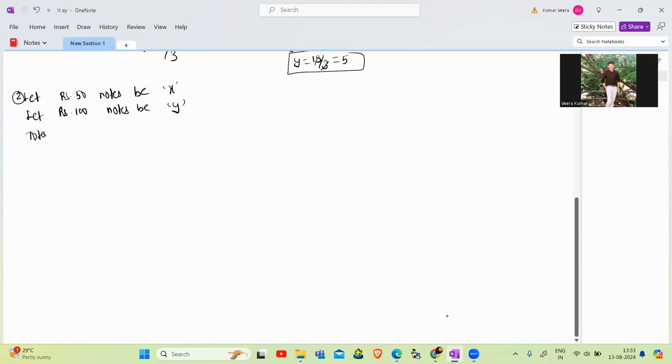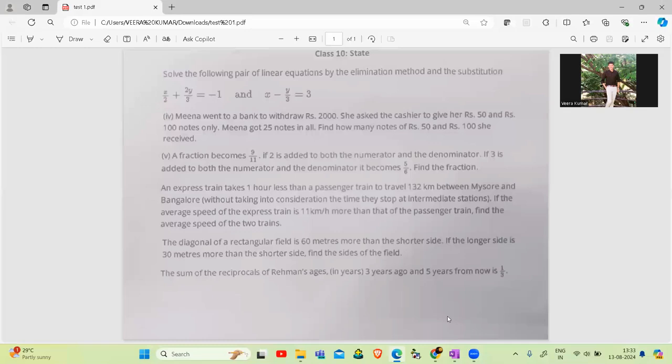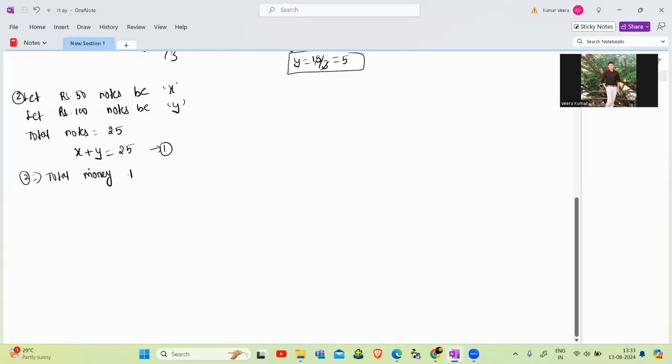Total notes is equal to how much we have? 25. That means x plus y is equal to 25. This will be our first equation. So the second equation is total money. Total money to be withdrawn is equal to rupees 2000.